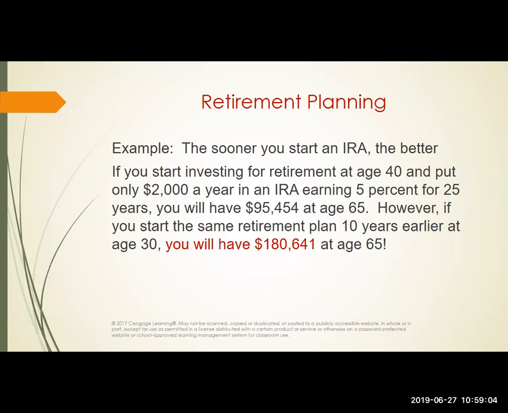But if you start that exact same plan at age 30 rather than age 40, in other words, just add 10 years to it, it almost doubles the amount of money you'll have. And so that might be counterintuitive. How could it double the amount of money when I only added 10 years?